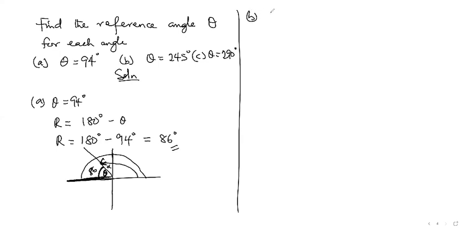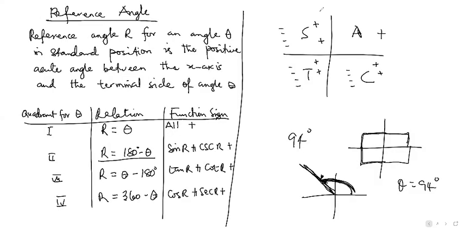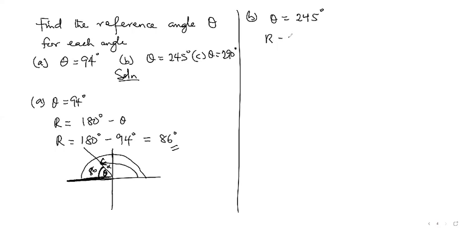Now, let's come to the second question. Theta is equal to 245. Who can tell me what quadrant this is? This should be in the third quadrant. And with the third quadrant, this is what we use: R equal to theta minus 180. Your theta is going to be 245 minus 180. Then 245 minus 180 will give you what? Who can give it to me? That should be 65 degrees.